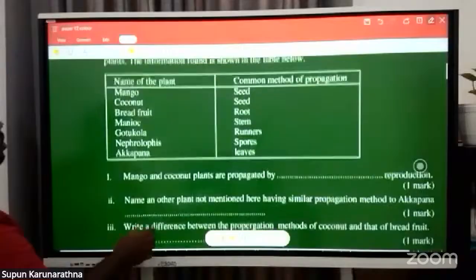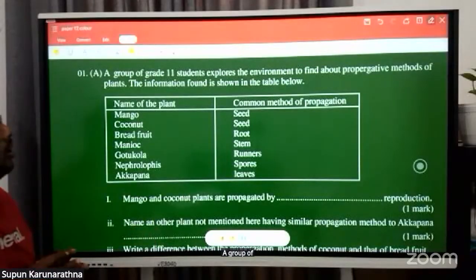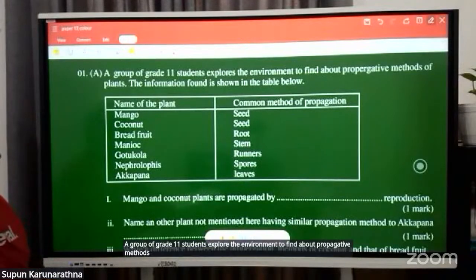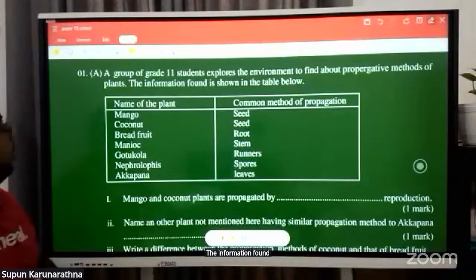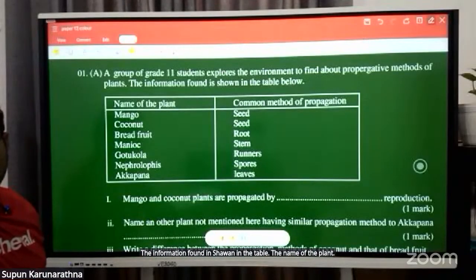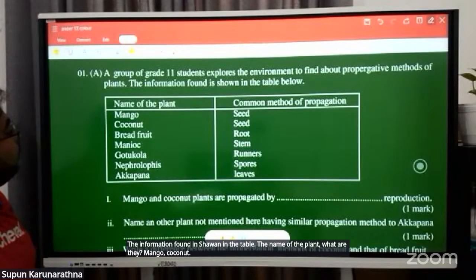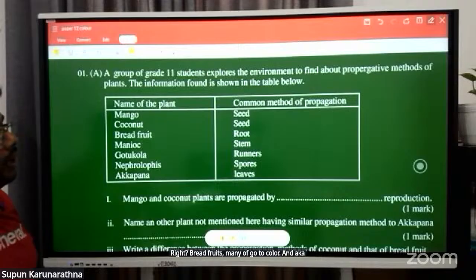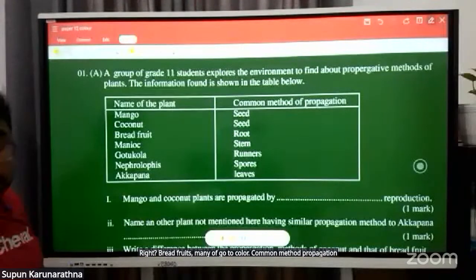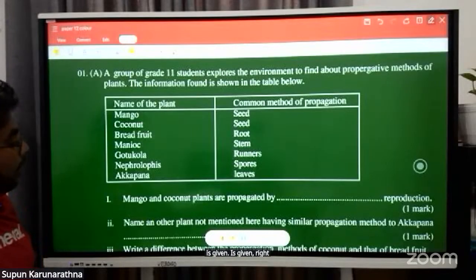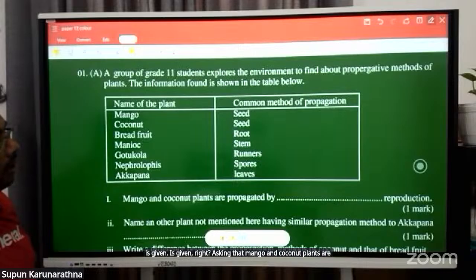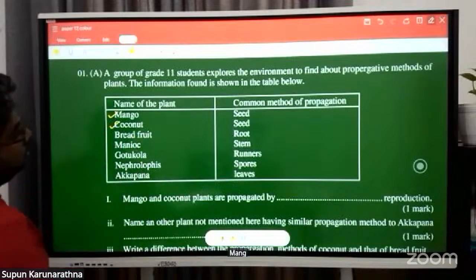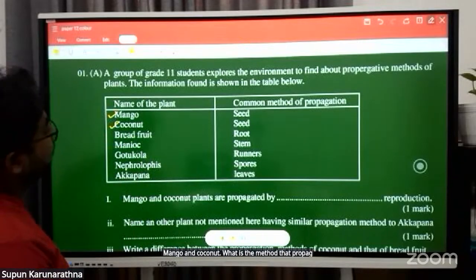Look at the question. A group of grade 11 students explore the environment to find out about propagative methods of plants. The information found is shown in the table. The names of the plants: mango, coconut, breadfruit, manioc, gotukola, Nephrolepis, and acapana. The common method of propagation is given. What is the method that propagates mango and coconut?